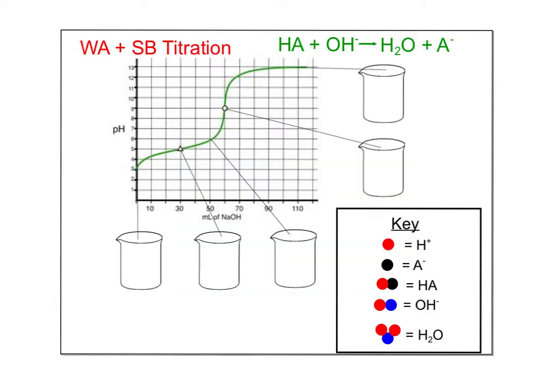Alright, so you should have a document that looks like this for our weak acid and strong base titration, so you can see the curve of the graph. I encourage you to write this generic equation. HA represents our weak acid, OH minus represents our strong base. We donate that H, and that's how we get our water. And what's left over is our conjugate.